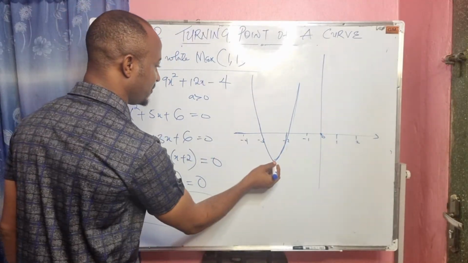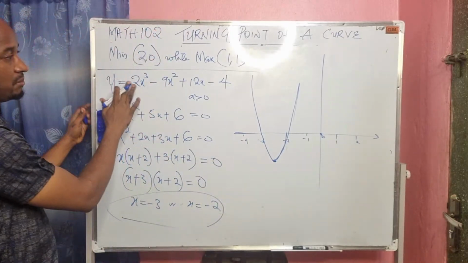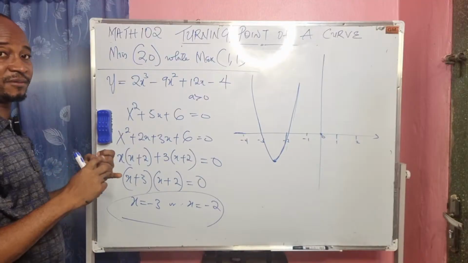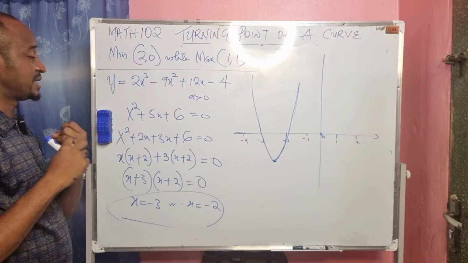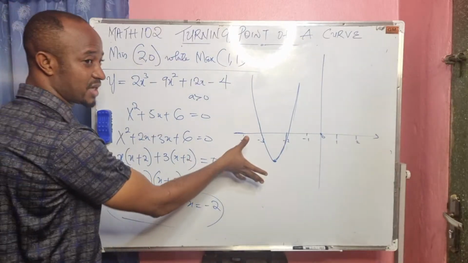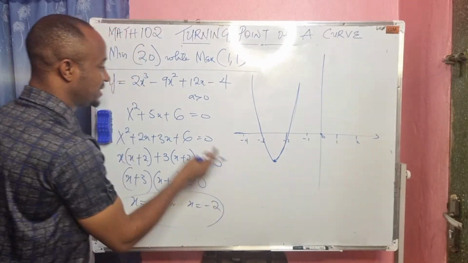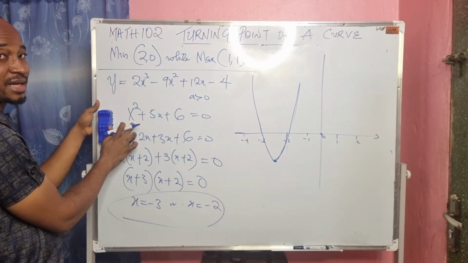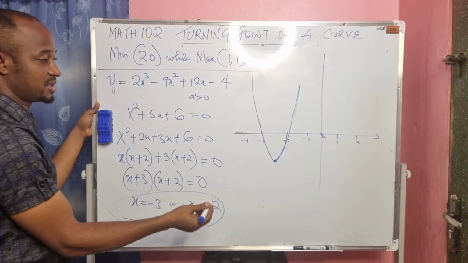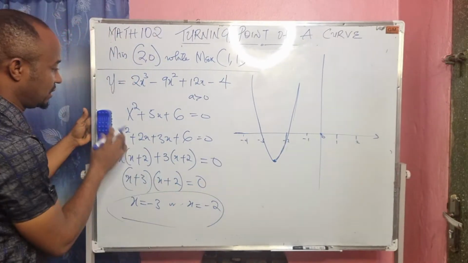But before then, I have to find the minimum turning point by taking note of the necessary condition and the sufficient condition. I'm just showing us a rough sketch. What I will do first is to find this point by differentiating this. Then find the value of x and the value of y.